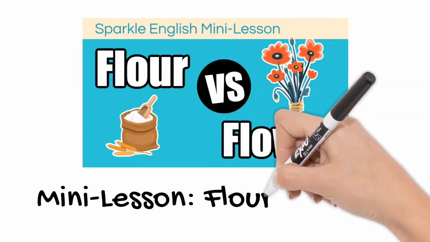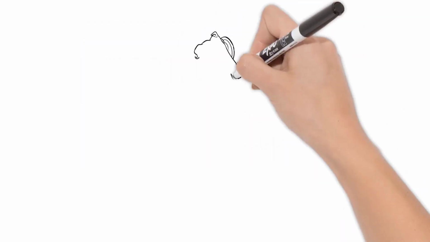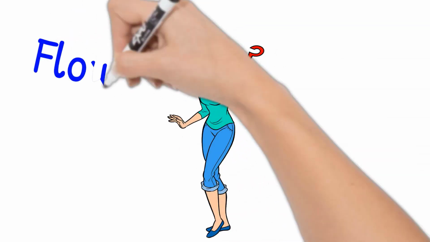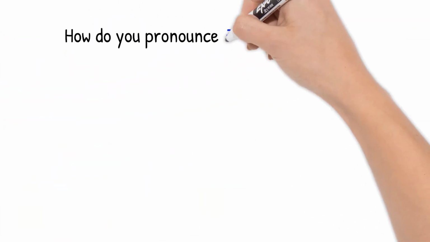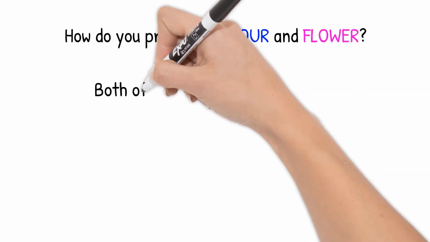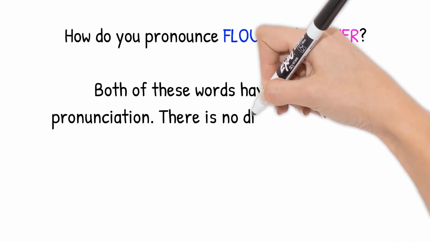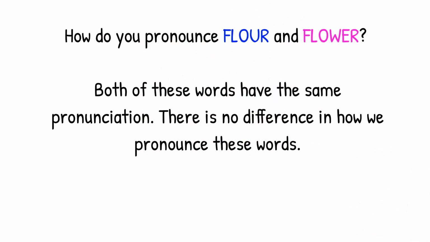Today's mini lesson is on the difference between flour and flower. It's very common for English language learners to get confused about how to spell or pronounce these words since they are homophones and sound exactly the same. First, let's learn how to pronounce flour and flower. Both of these words have the same pronunciation. There is no difference in how we pronounce these words.